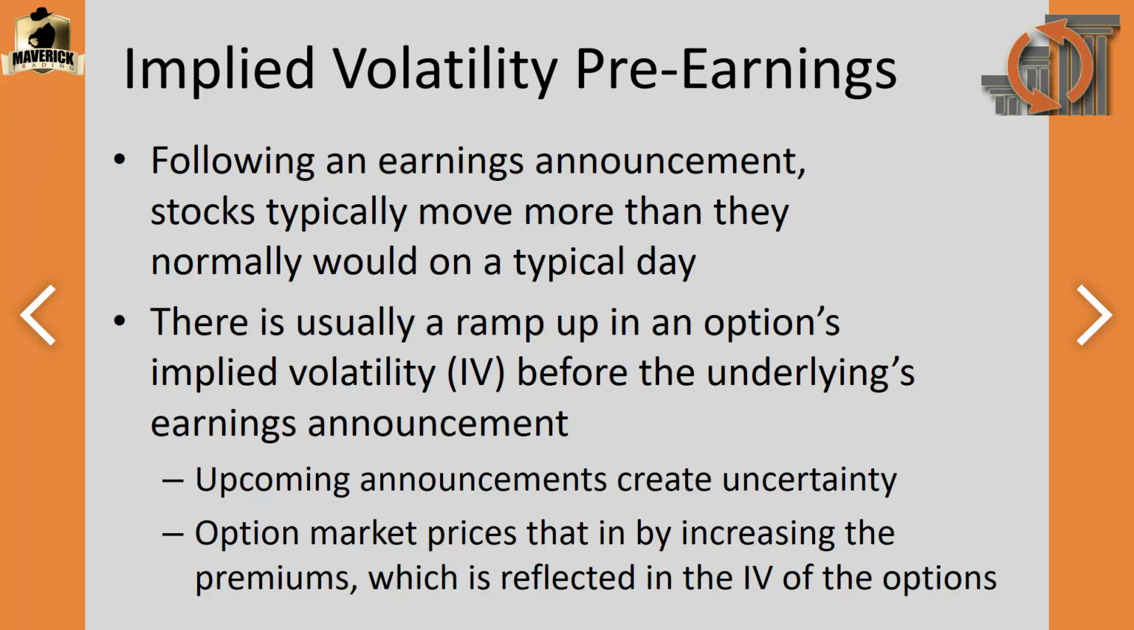So if a company were reporting earnings, let's say on July 20th, the implied volatility for the few weeks ahead of that will usually be increasing. Now, this isn't always the case, but as a general rule, as the earnings date approaches, people get more and more nervous. And as they get more and more nervous, they're willing to pay more for the options.